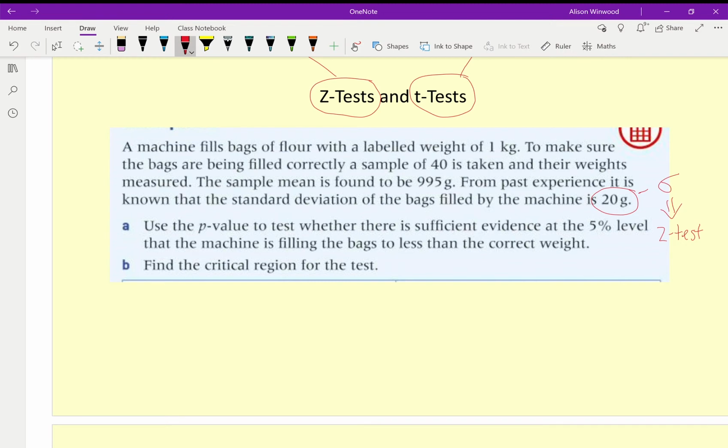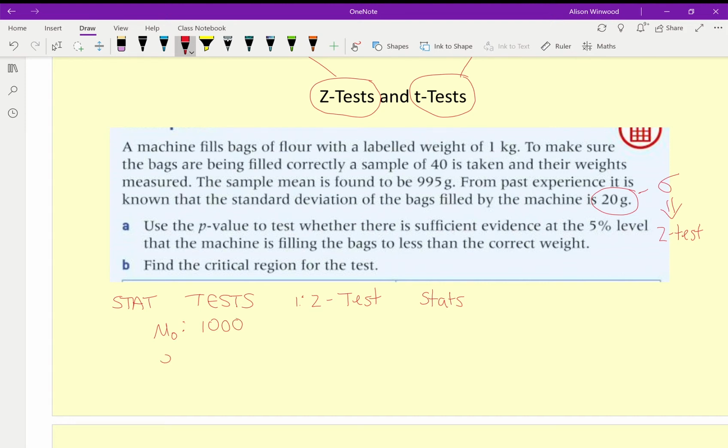So on our calculators, we go to Stat, Tests, and number 1, z-test. And for this example, we've got the stats rather than the raw data. We haven't got a list of all the values for the bags, so we're going to choose stats on the calculator, and then we're asked for various pieces of information. So mu naught, what's the mean we started with, is 1,000 grams.